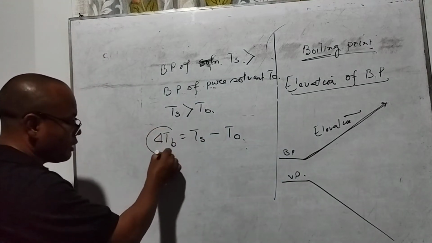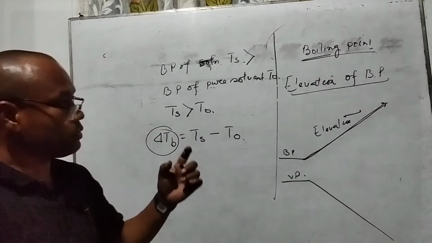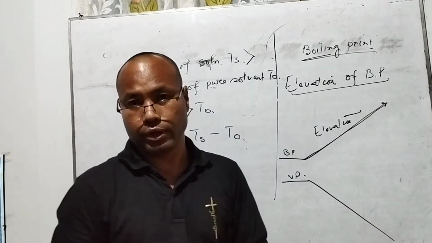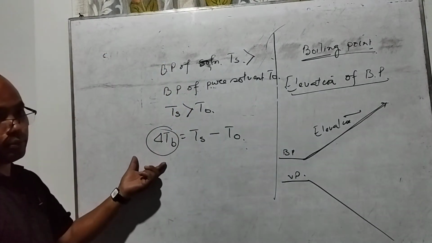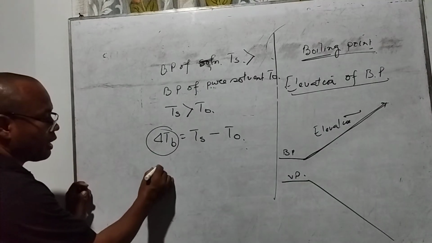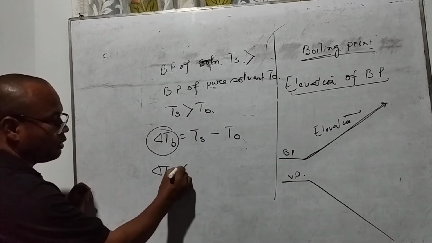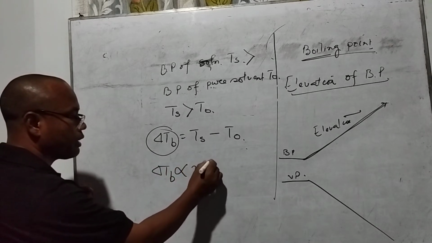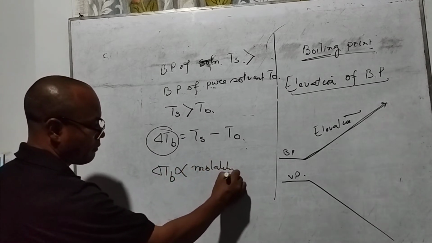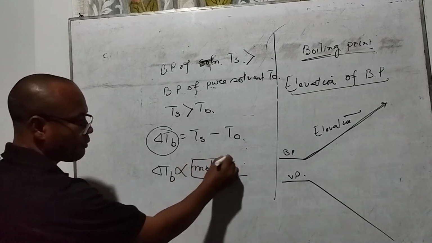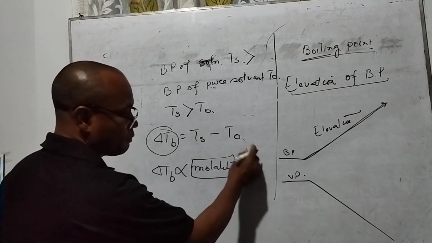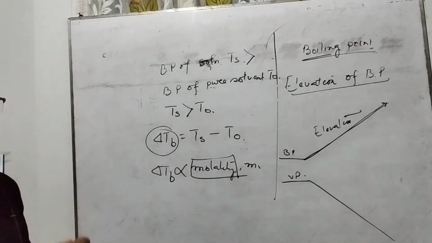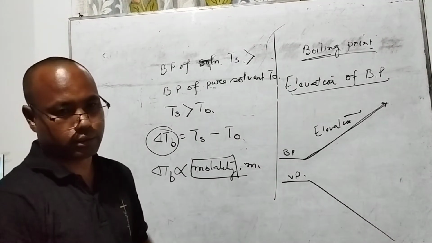So this delta Tb is what? The elevation of the boiling point. This elevation of the boiling point is always directly proportional to the concentration term, that is the molality. I write this as small m. We already defined it, right?